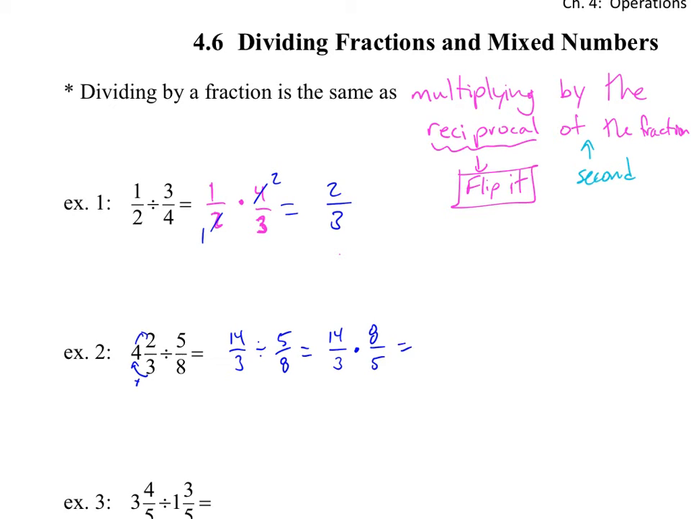14 times 8. For those of you who have a calculator, it is 112. 3 times 5 is 15. And then we've got to go back to a mixed number. So how many times does 15 go into 112?